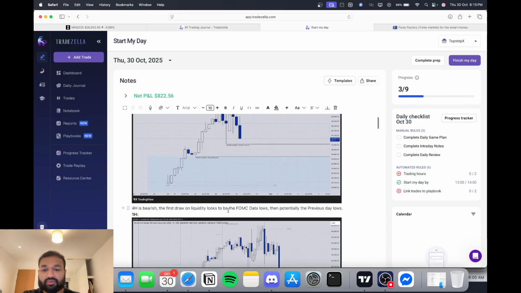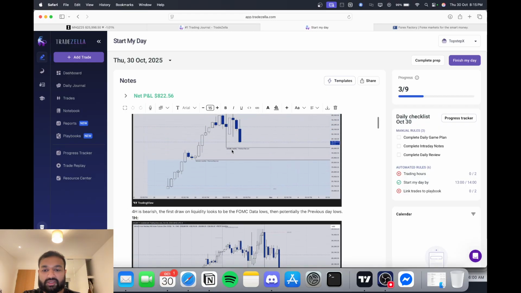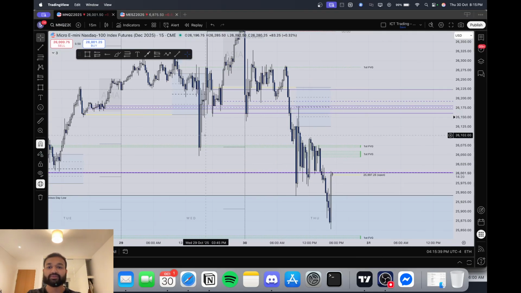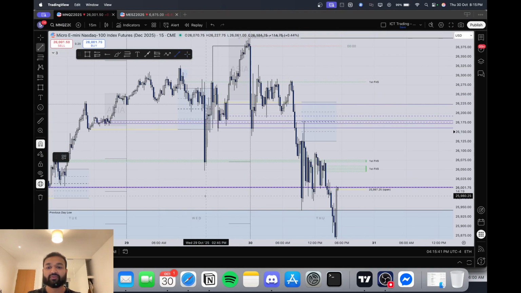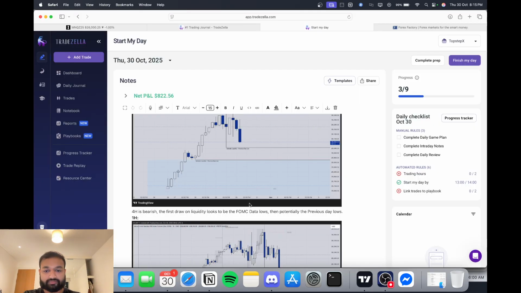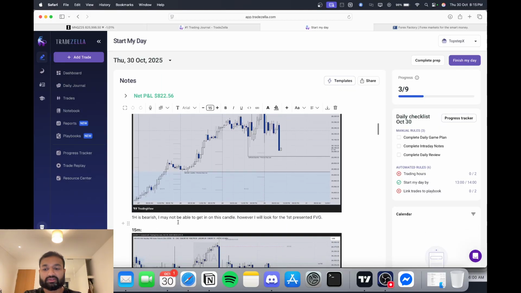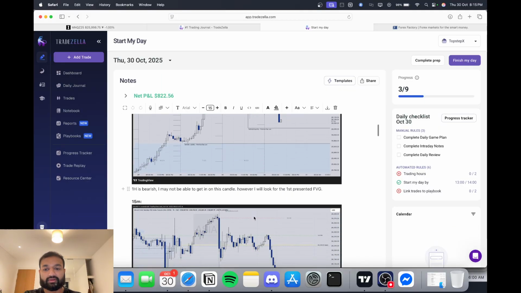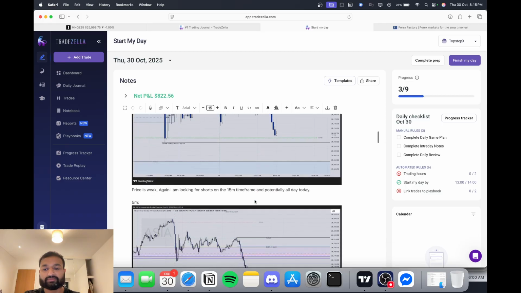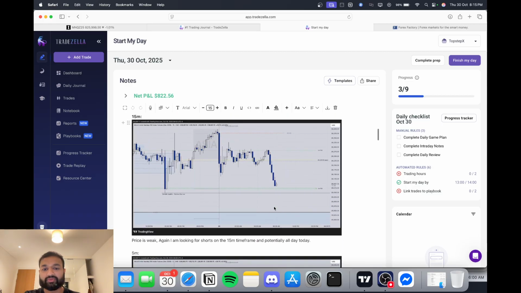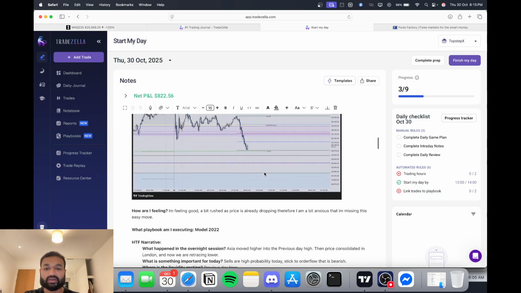The first draw on liquidity looks to be this FOMC low. So that was the data low. This was the low that FOMC made. This was the target for me. And then the second target was the previous day low. So yeah, that was the second target. This is just lower time frames.